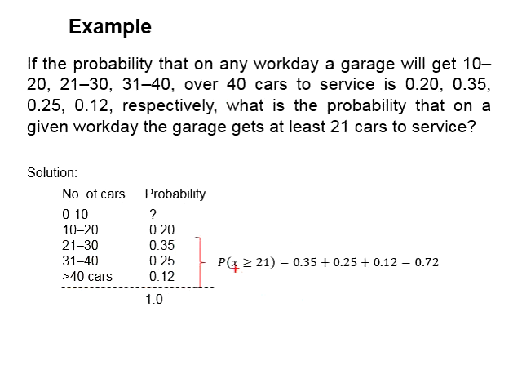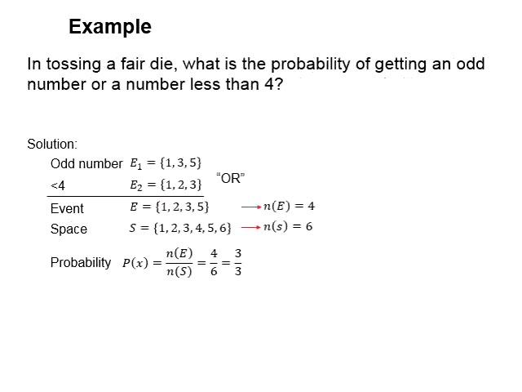The probability of getting at least 21 cars will be the summation of these three categories, which is equal to 0.72. If you are asked to determine the probability of getting less than 10 cars, it is obtained by subtracting all these probabilities from 1. You will be able to determine the probability of less than 10 cars.